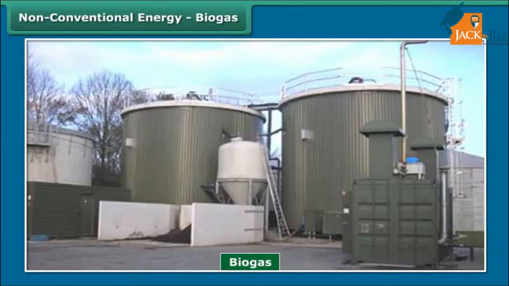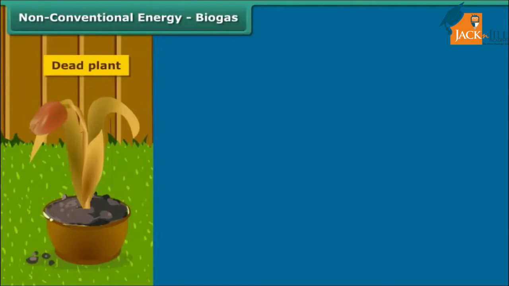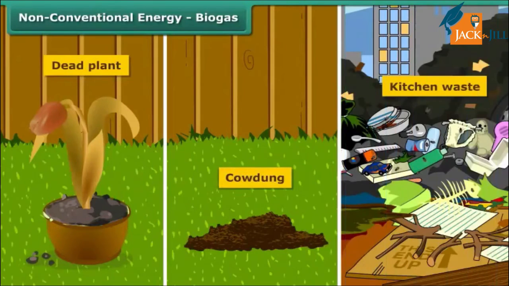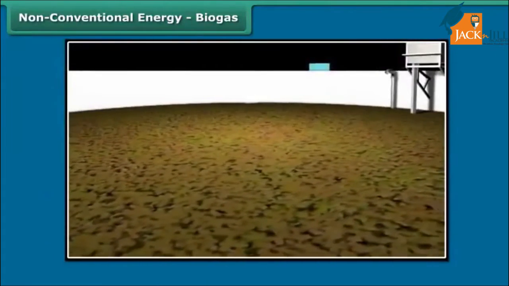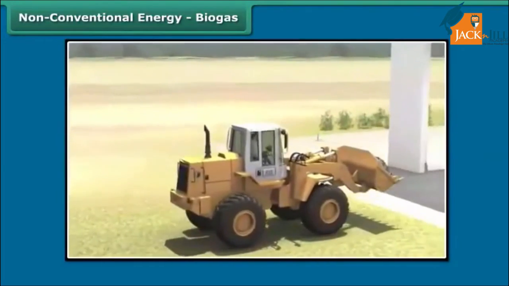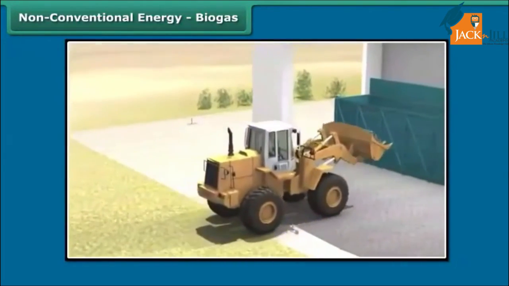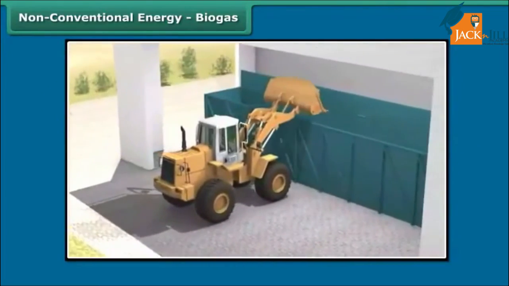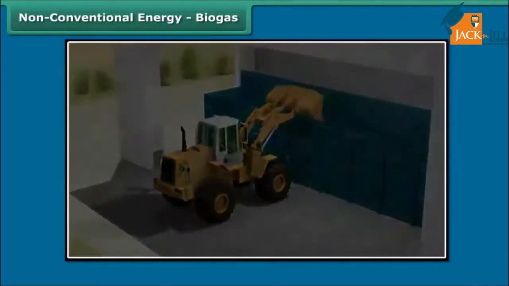Non-conventional energy. Biogas. Biogas is another non-conventional energy, which is a mixture of methane and hydrogen gas. Organic waste such as dead plants, animal dung, and kitchen waste is decomposed by bacteria in biogas digesters to emit biogas. It is an excellent fuel for cooking and lighting purposes.